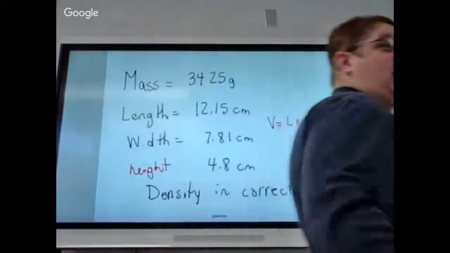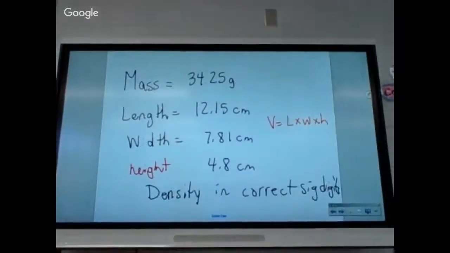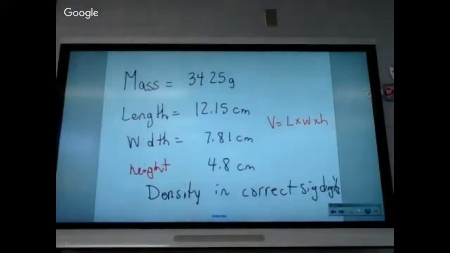So if I start looking up real estate prices this semester, y'all will know y'all are doing poorly. All right. Now, find that in the correct significant digits. And then we'll see if we're all on the same page or not.